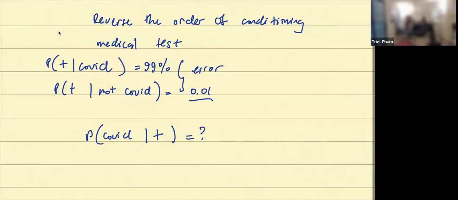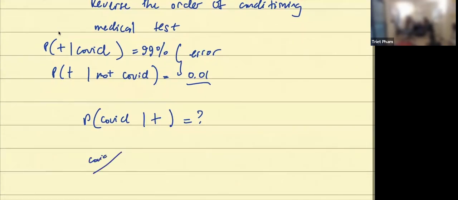Again, this is not the only example where you want to switch the order of conditioning, but it is a natural example to demonstrate that switching the order of conditioning actually happens often. Symbolically, it looks very forced. Why do we want to switch E and F? Because E and F here look symmetric. But when you put them as a sequence, whether you have COVID or not, this is a tree, and then you test positive and negative.